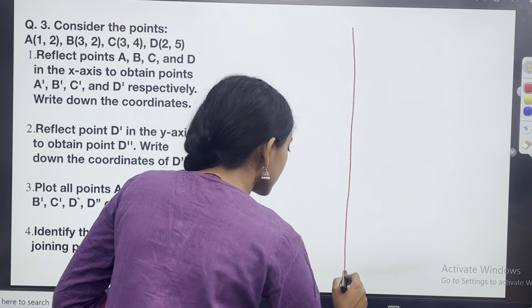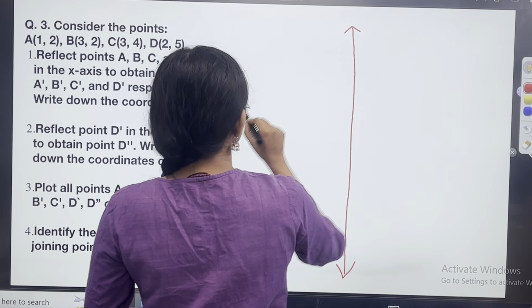Let us draw the axis. While you do too, I will also draw the axis.